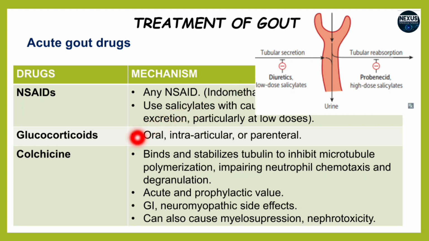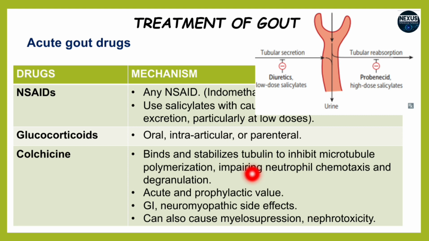The next group is glucocorticoids. You can give them orally, intra-articularly. You are actually injecting into the joint cavity, into the synovial cavity, or parenteral, as in injections. The next drug is colchicine, right? So this is the first and old drug. It was used by Hippocrates himself, right? So this drug binds and stabilizes tubulin to inhibit microtubule polymerization, impairing neutrophil chemotaxis and degranulation.